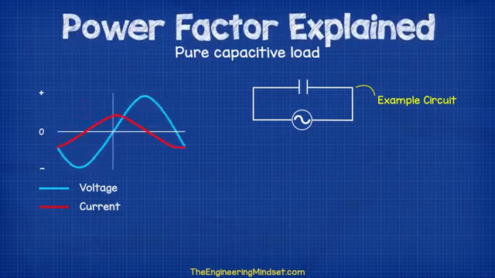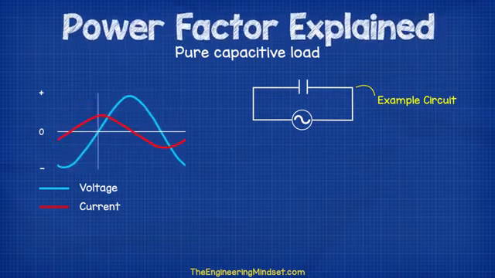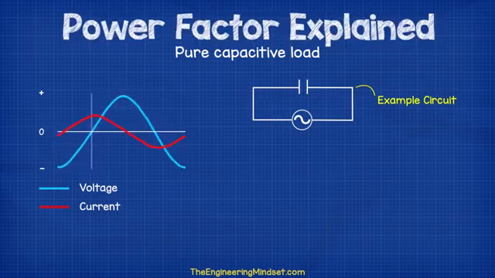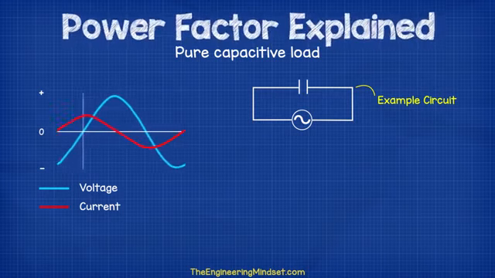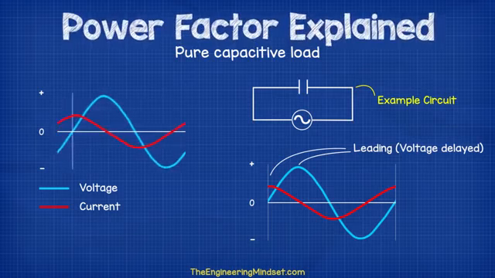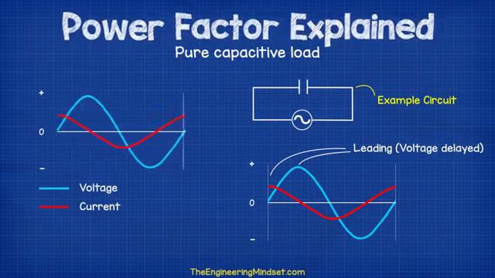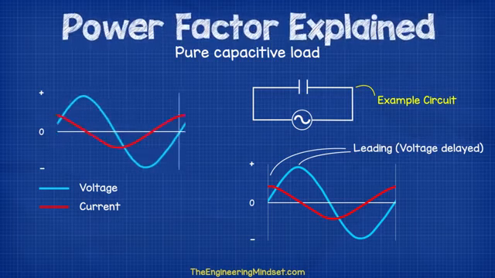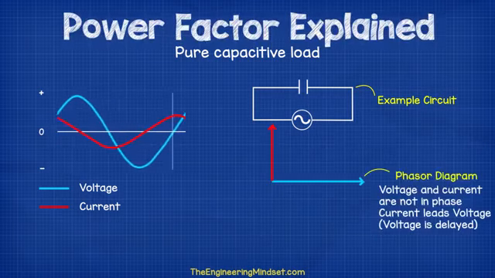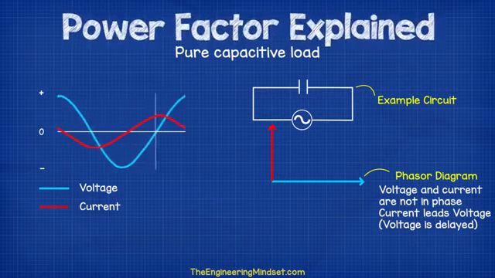If we took a purely capacitive load, then the opposite happens to the inductive load. The voltage and current are out of phase, except this time the voltage is held back. This causes leading power factor. Again, this will mean that not all of the electricity being used is being used to do work, but we still have to pay for it regardless. If we drew a phasor diagram for a purely capacitive load, then the current line would be at an angle above the voltage line as it's leading.